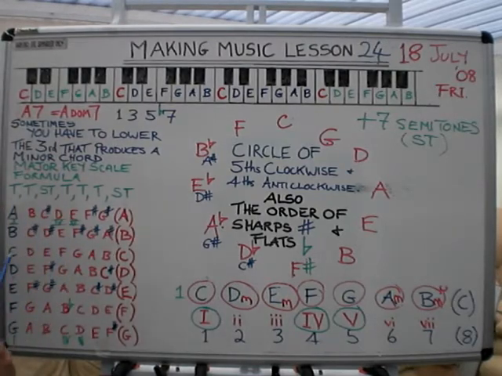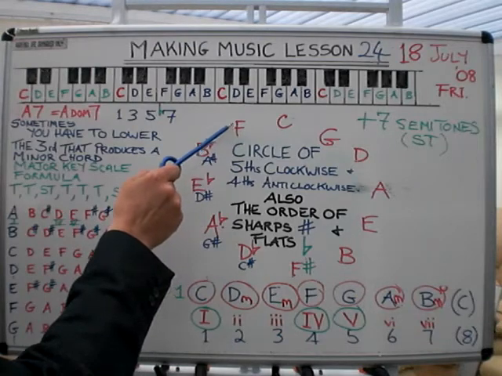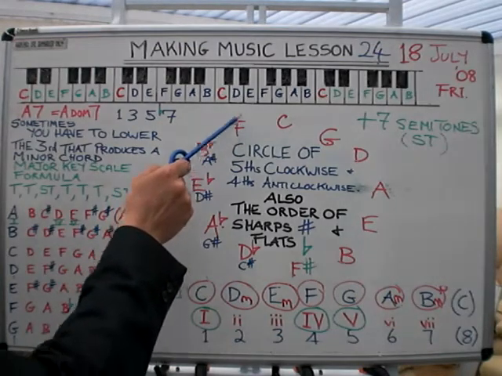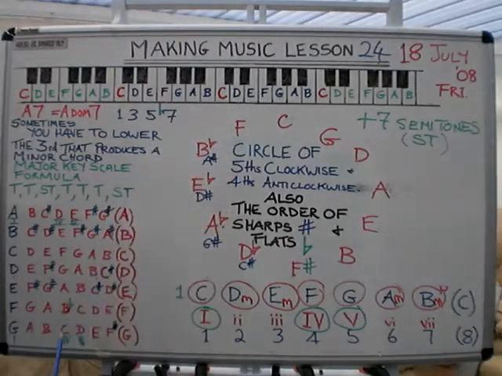Now the first one we did here, the C, is at the top of the circle. I want to ignore the F for now, because that's a slight anomaly. We want to start on the C because we had no sharps applied to that.